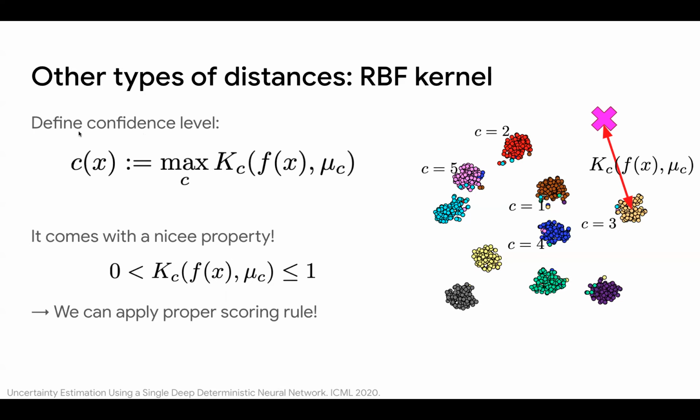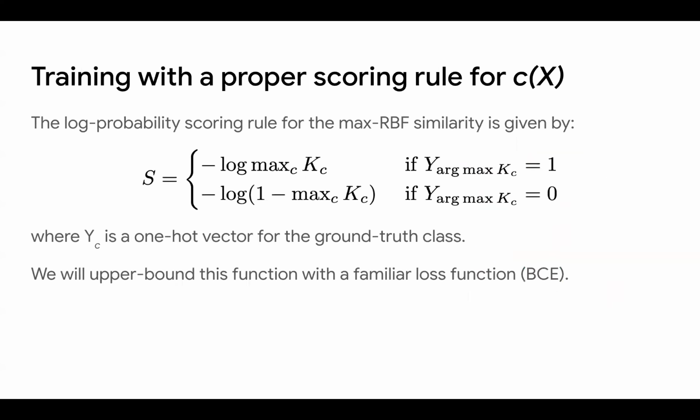And we can define the confidence level similarly as before. So we take the max kernel value against all the other classes. Yeah, so this is a nice property. So we can apply a proper scoring rule for this criterion as well, again. Okay.